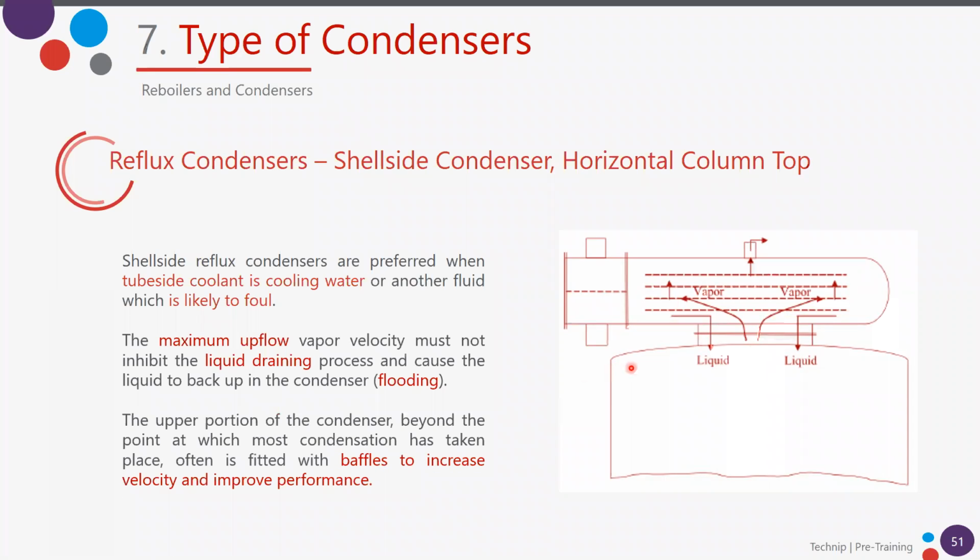The upper portion of the condenser, beyond the point at which most condensation has taken place, often is fitted with baffles to increase velocity and improve performance. So here in the sketch they are not drawn, but we have baffles also to increase velocity and heat transfer coefficient.